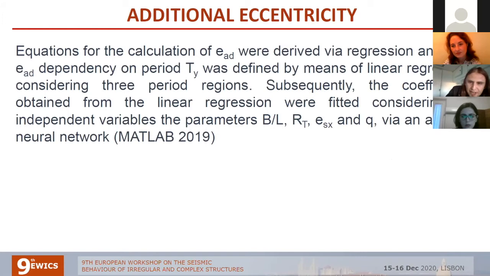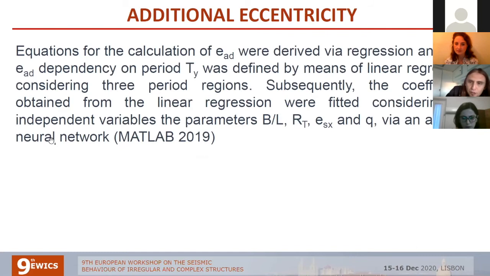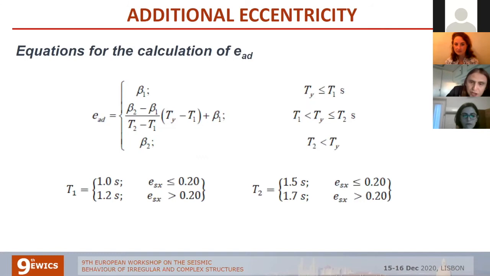Of course, for this fitting we firstly defined a trilinear zone regarding the period dependency of this additional eccentricity value that we obtained. And then the coefficients that we obtained for these values were fitted considering as independent variables the plane aspect ratio, the stiffness eccentricity, and the seismic reduction factor. So these are the equations that we obtained. I'm going to put them up really quickly.